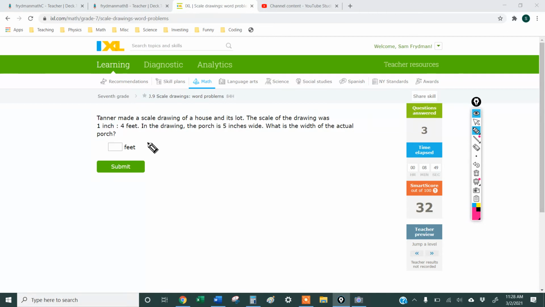Okay. Tanner made a scale drawing of a house and its lot. The scale of the drawing is 1 inch corresponding to 4 feet. Okay, so 1 inch corresponds to 4 feet. 5 inches. Notice I'm consistent here. Inches, inches, and then what I'm looking for is, in real life, the actual porch would be how many feet. Okay, so I have inches, inches, feet, feet.